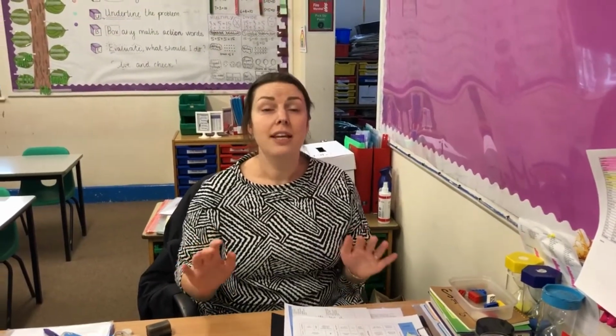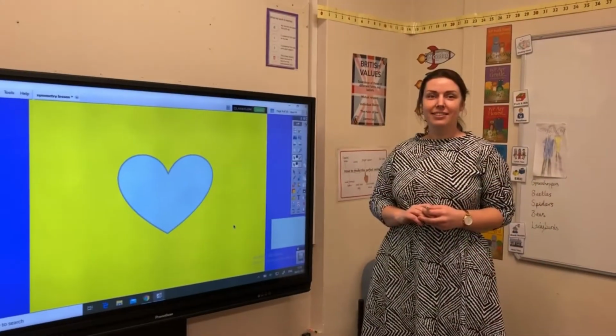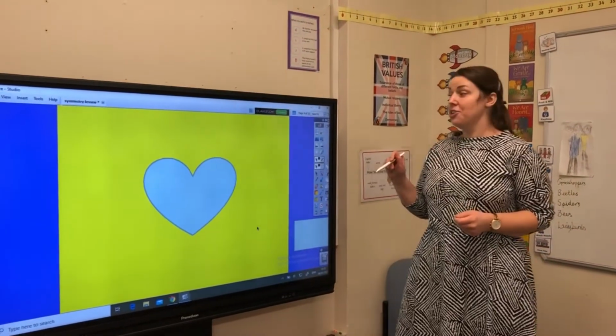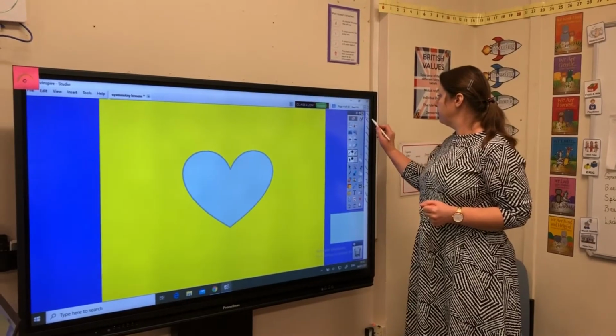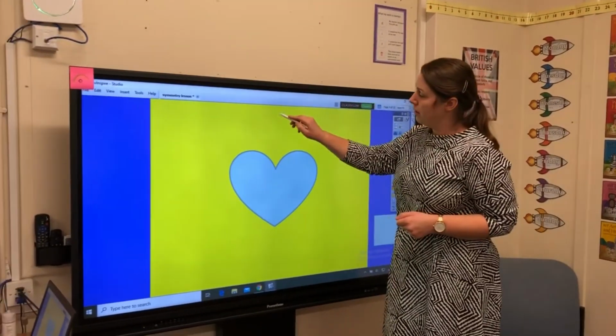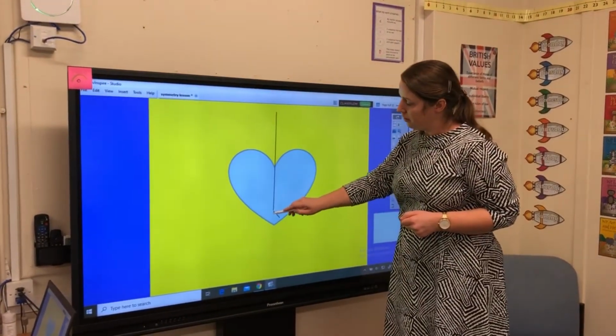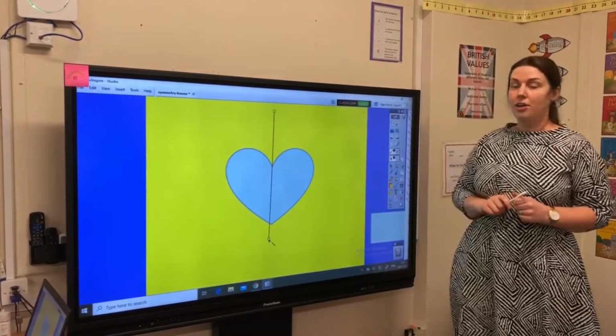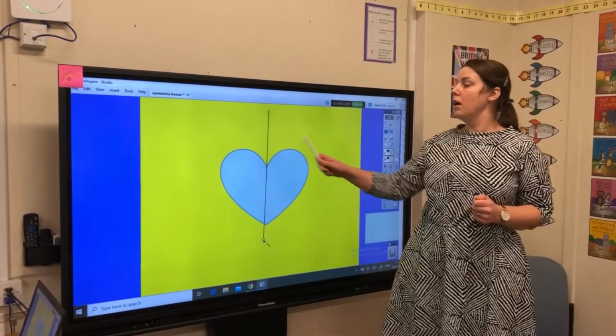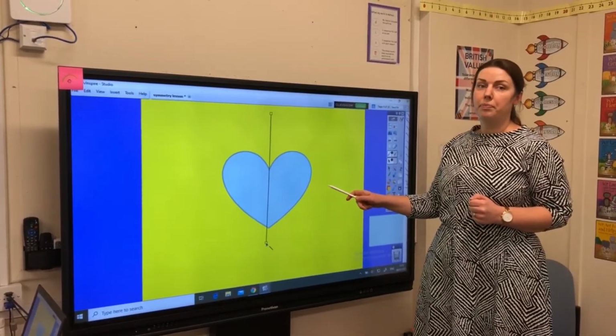A 2D shape is symmetrical if you draw a line through the shape and both sides are reflective of one another. Let me show you more. Have a look at this heart shape. I'm going to draw through a line of symmetry. This is a line of symmetry for the heart shape. As you can see, both sides are reflective of one another.